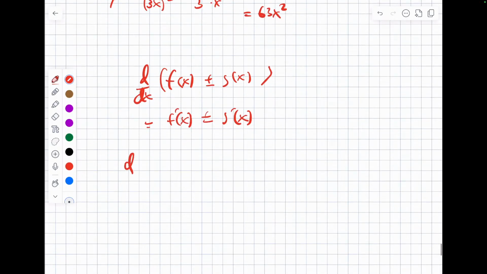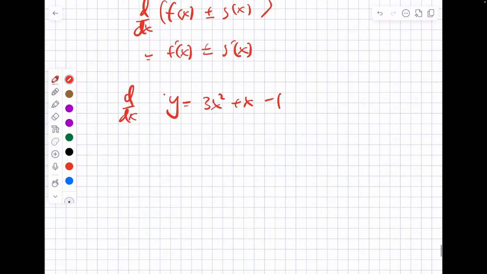So that means if I take a derivative of y equal to 3x squared plus x minus 1, now if I take a derivative of this function, this y prime is known as dy dx, which is also another notation of f prime of x, another notation of y prime of x. It's the same exact thing.